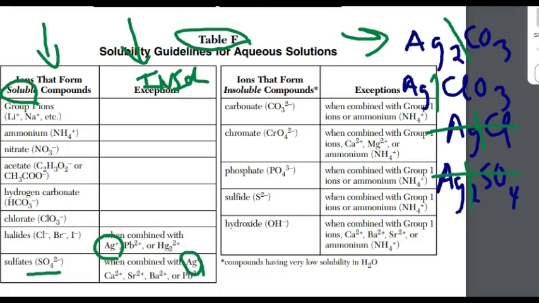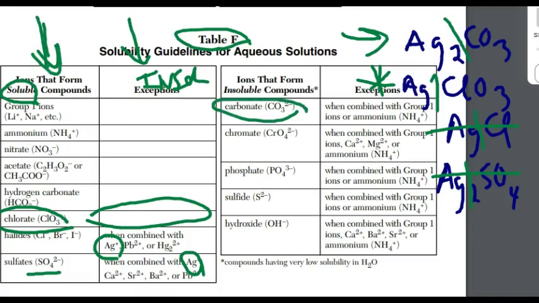But if we go back up to chlorate, there are no exceptions. So that's probably our answer. Silver chlorate is going to be soluble in water, but let's just double check. Carbonate is not here, but carbonate is here, ions that form insoluble compounds. Silver is not an exception, so again, it is insoluble. That makes our answer the silver chlorate.